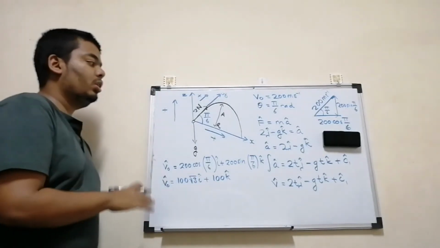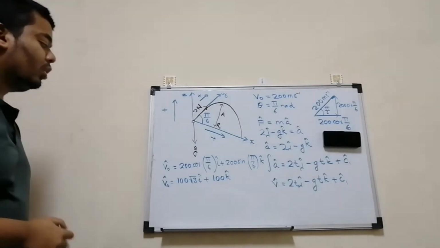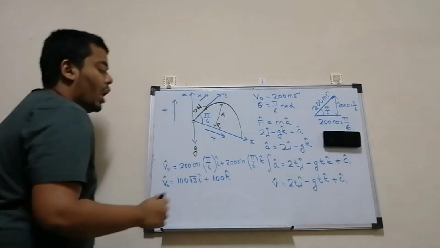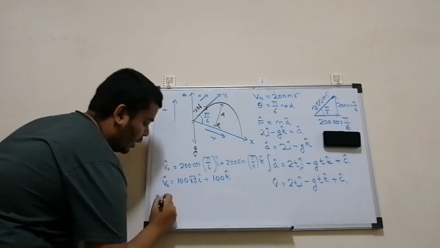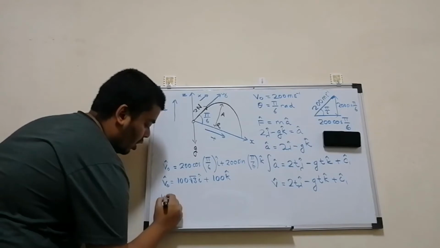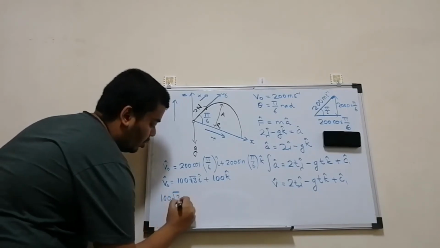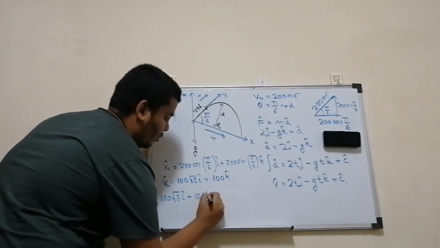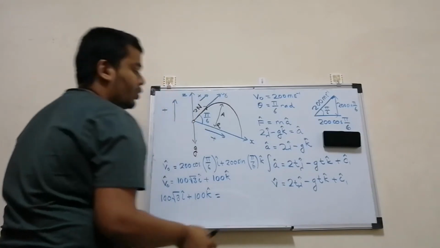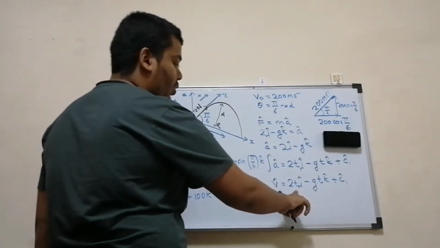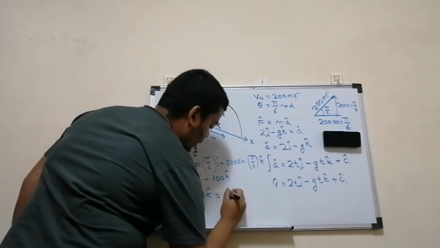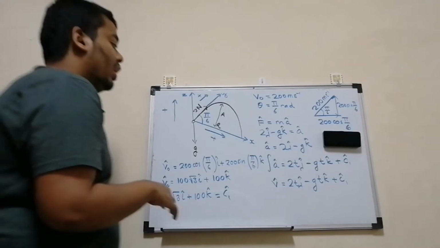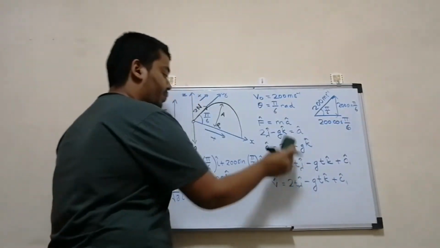Remember, we're always concerned with vectors in these cases. So now let's put this information in this equation. 100 square root of 3i plus 100k is equal to, so t will be 0, this term will go to 0, and we are left with c1. So this is a vector c1.